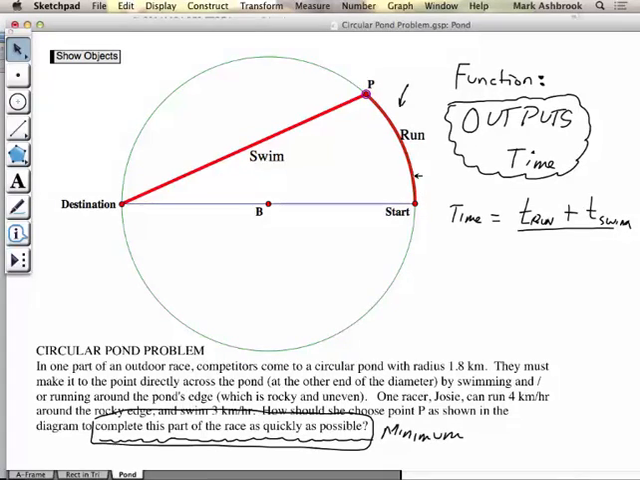So think of this point, right? This arc length. What does that have to do with on a circle?